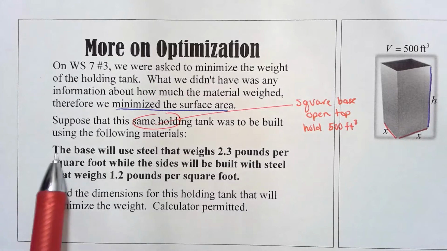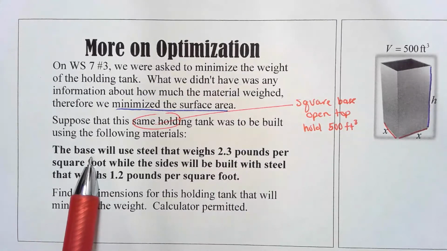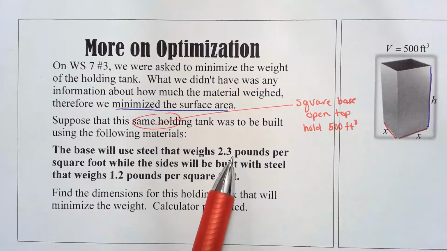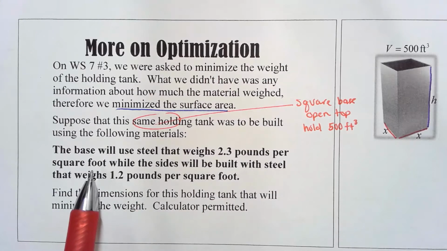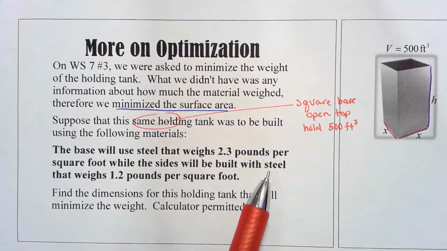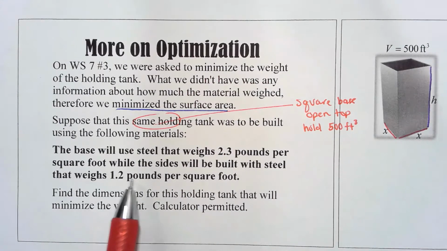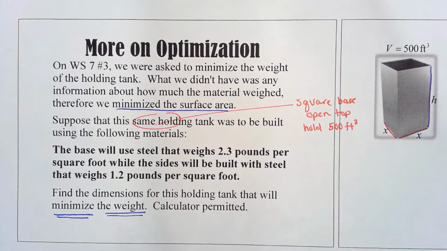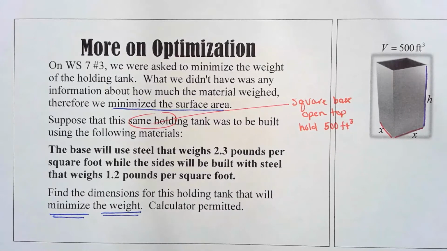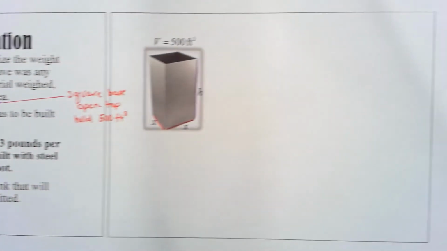Well, now I'm adding this to it. The base will use steel that weighs 2.3 pounds per square foot, while the sides will be built with maybe a thinner steel and it only weighs 1.2 pounds per square foot. What we would like to do now is to find the dimensions for this holding tank that will minimize the weight. Okay. All right, so if we want to minimize the weight, we need to write an equation for the weight. So I'm going to come over here and talk about that.